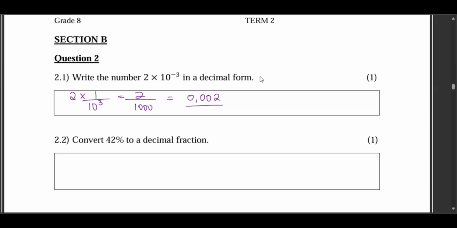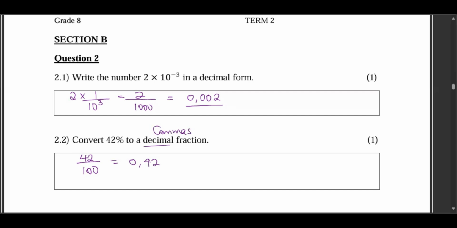Convert 42% as a decimal. This will be the same as 0.42, a decimal fraction. They want a decimal. The moment you hear decimal, they want commas.